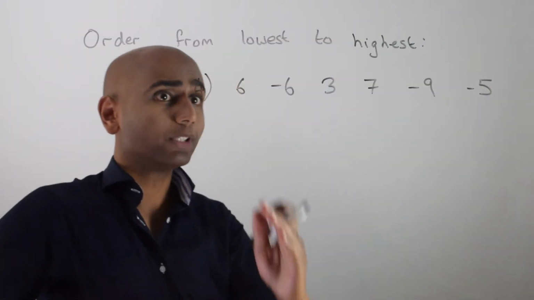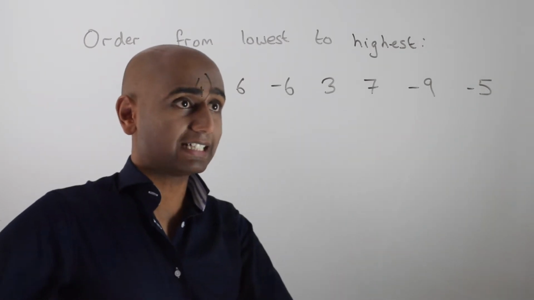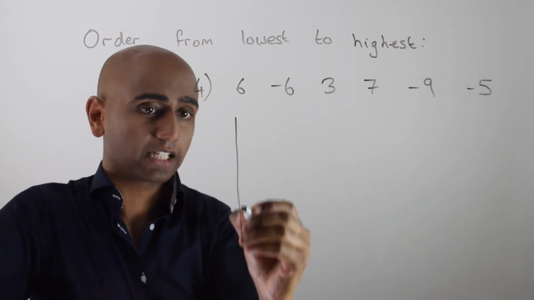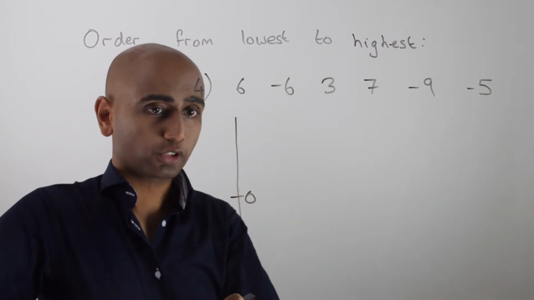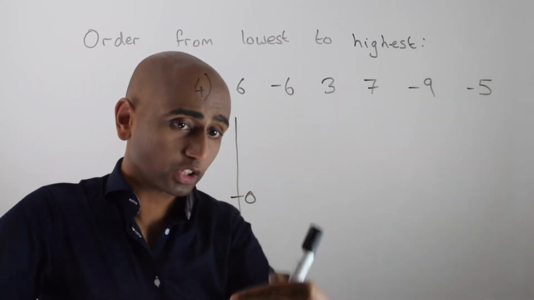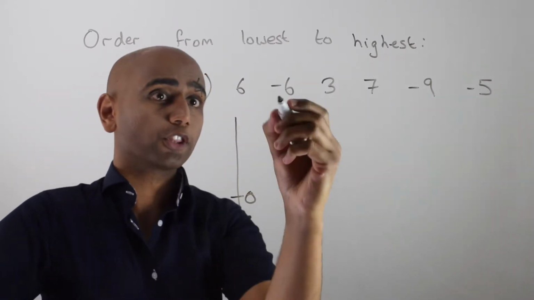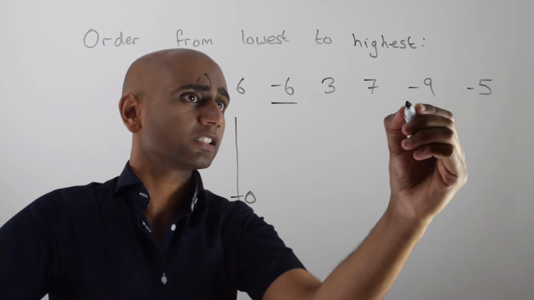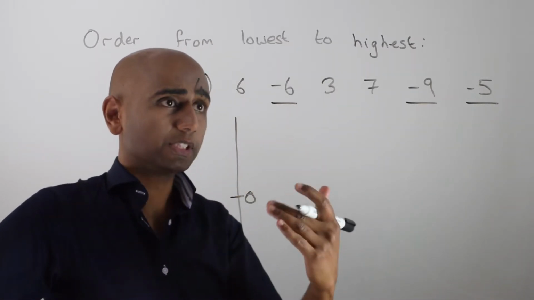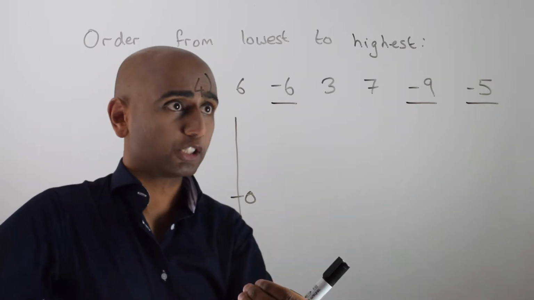In question 4, we've got a mix of positive and negative numbers. Again, it helps to think of a number line like this. I've got 0 in the middle, and I know that my negative numbers are going to be below 0. I've got 3 negative numbers, negative 6, negative 9, and negative 5. And what I want to do is think about how far below 0 each one is.